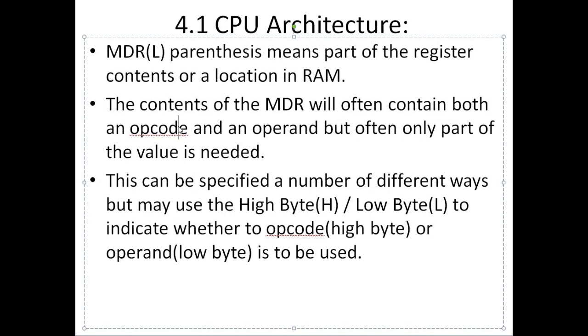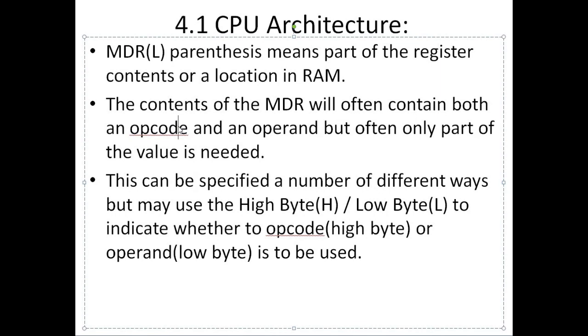So MDR, or CIR, often contains the complete instruction that contains both an OP code and an operand. The left part is the OP code, and the right side is the operand. However, sometimes the processor only requires a specific part, either the OP code or the operand, from the MDR or CIR, but not the whole thing. So at that time we use parentheses to notify which part of the instruction is required. This can be specified in a number of different ways.